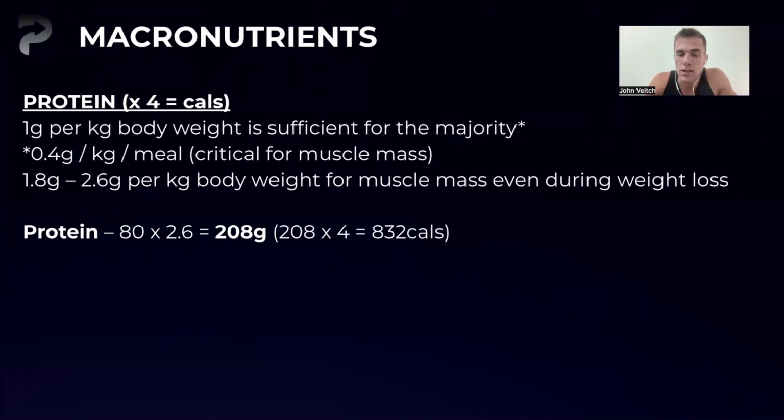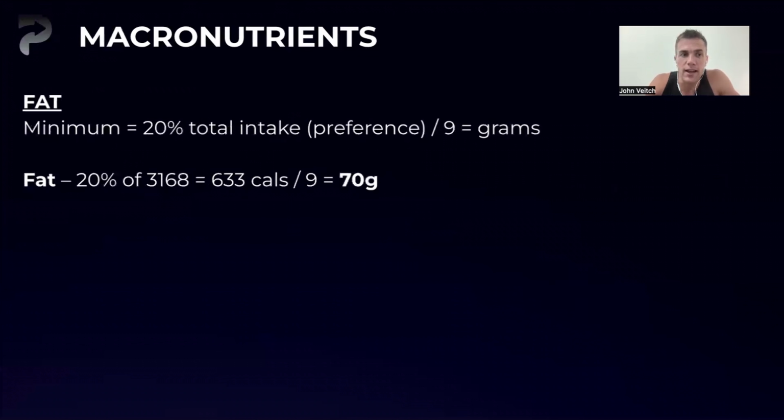So to work out your protein, you're going to do 80 times 2.6, which is 208. So 208 grams of protein per day, divided by 4, because protein is 4 calories, which will equal 832 calories. Next will be fats. Now, a minimum of 20% of your intake should be fat. Now, if you've not done this before, this is a good range to start with. For me, I like a little bit more fat in my diet now, and I've tested it, and I've been doing this for a good few years. So mine's probably closer to 25 or 30%, but an absolute minimum of 20%.